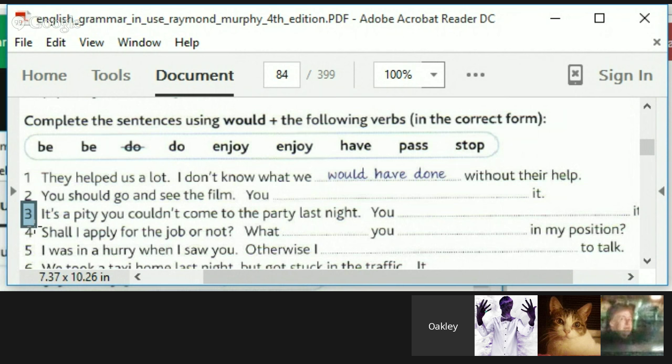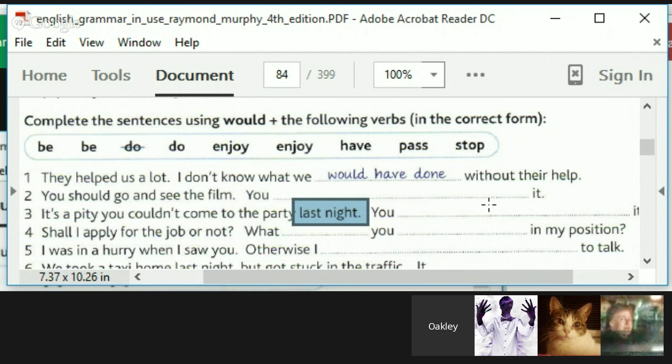You should go and see the film. Okay, how about the next number 3? It's a pity you couldn't come to the party last night. You would enjoy it. Last night. You would have enjoyed it. There you go. Couldn't, past tense. All right. Well, maybe last night, could have enjoyed also works. You would have enjoyed it.